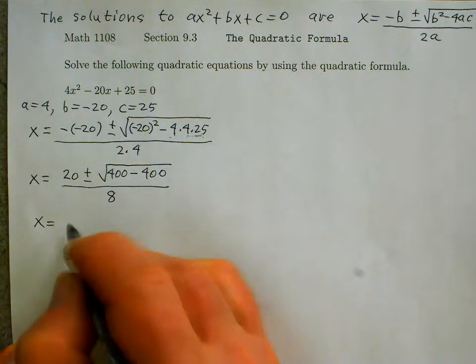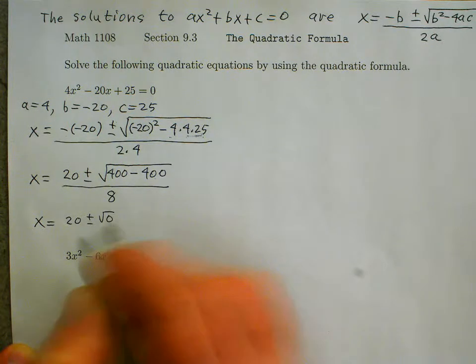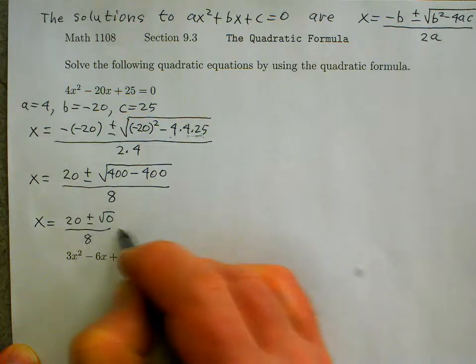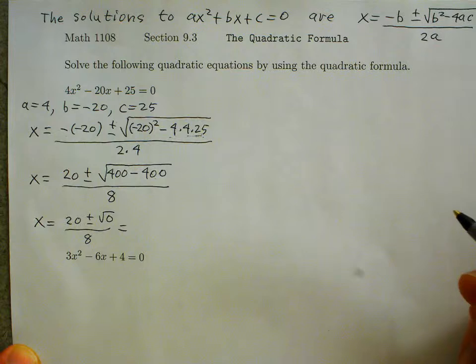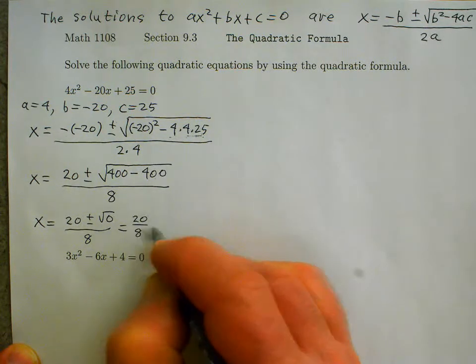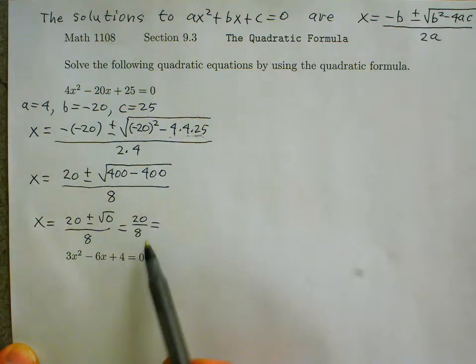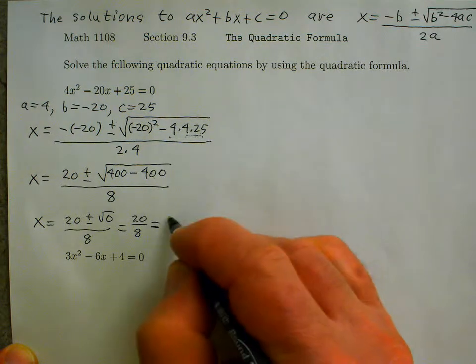So we get x equals 20 plus and minus the square root of 0 divided by 8. Square root of 0 is 0, so we have a repeated solution, 20 divided by 8. And then we want to write it in lower terms. So this reduces to 5/2.